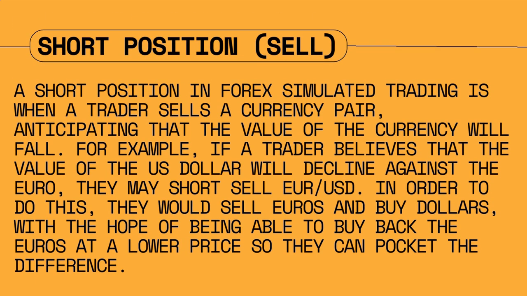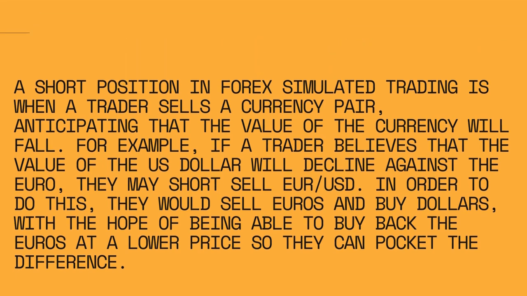Short position, or sell. A short position in Forex simulated trading is when a trader sells a currency pair, anticipating that the value of the currency will fall. For example, if a trader believes that the value of the US dollar will decline against the euro, they may short sell Euro USD. In order to do this, they would sell euros and buy dollars, with the hope of being able to buy back the euros at a lower price, so they can pocket the difference.